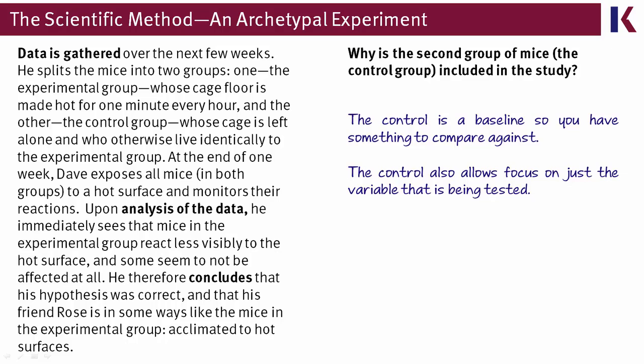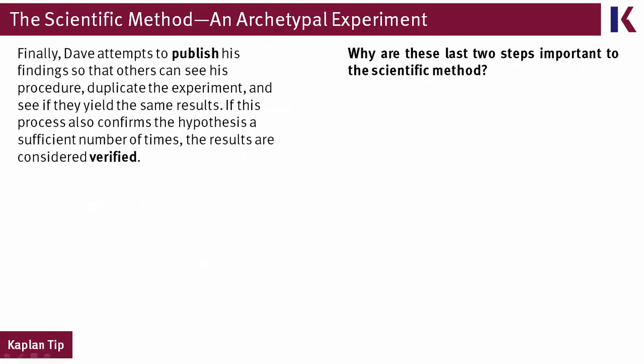It highlights 3 more distinct steps of the scientific method. First, the gathering of data, then the analysis of that data, and then finally using that analysis to make a conclusion. In Dave's case, he gathered data by splitting the mice up into groups. He analyzed the data by seeing the differences between the data in those groups, and he made the conclusion that, yes, the mice and his friend Rose are probably becoming acclimated or desensitized to that hot feeling after they experience it a lot. These are the last couple steps, but still important, of the scientific method.